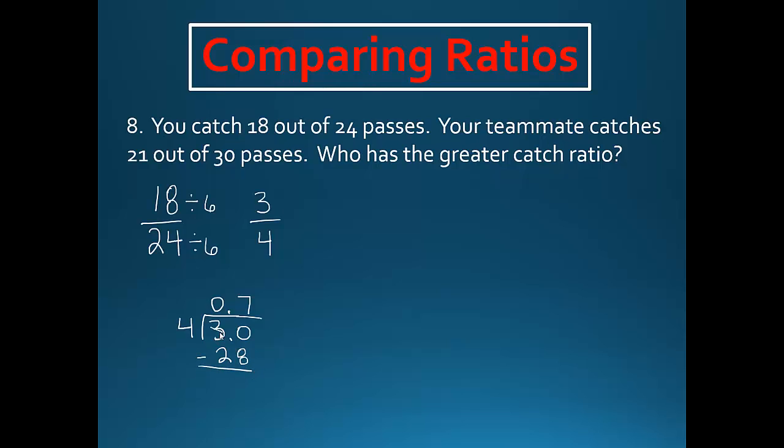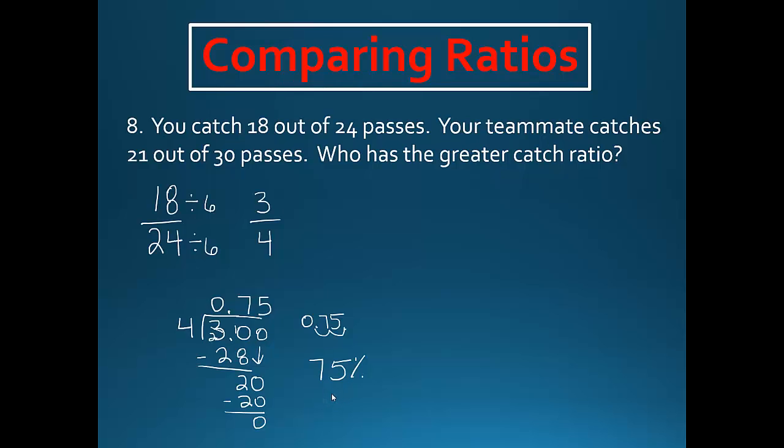We're going to subtract, and 30 minus 28 is 2. We can go ahead and add our 0 and bring it down. And 4 goes into 20 5 times. 5 times 4 is 20, and we're left with 0. Now we can convert 75 hundredths into our percent. We can do this by moving our decimal 2 places to the right, so 1, 2, and that would give us 75%. So if you catch 18 out of 24 passes, you caught 75% of your passes.